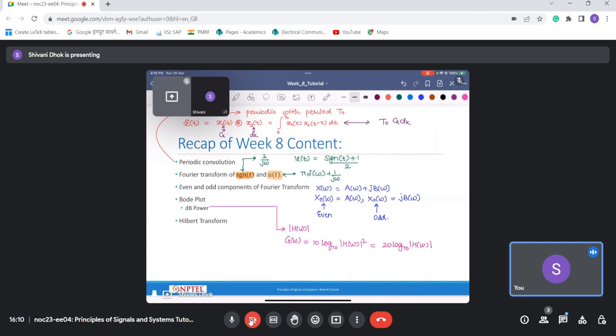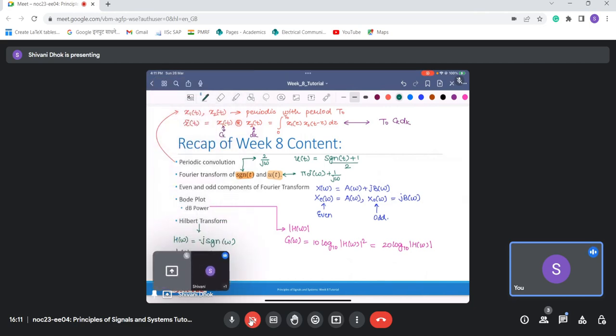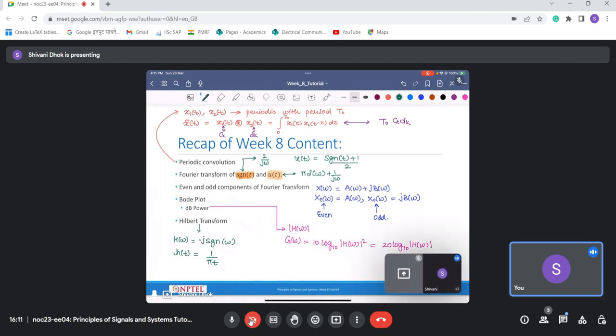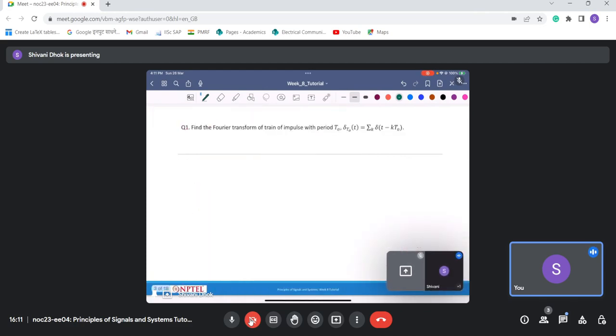After that, Hilbert transform was discussed, and the Fourier transform of the Hilbert transform is given as minus j times signum(omega), and its time domain impulse response is given as 1 upon pi t. These were the new concepts that were covered in this week. So now let us go ahead and look at some examples.